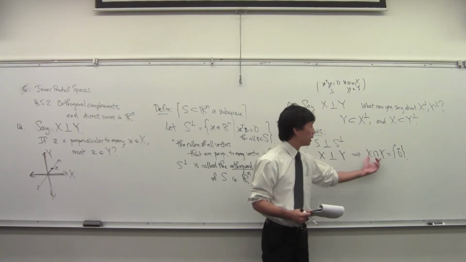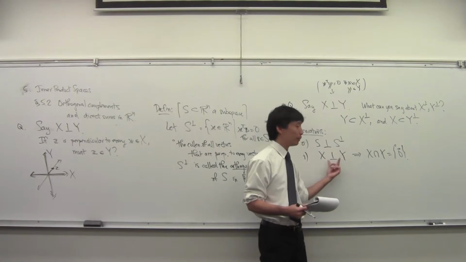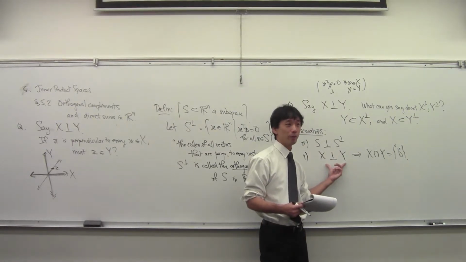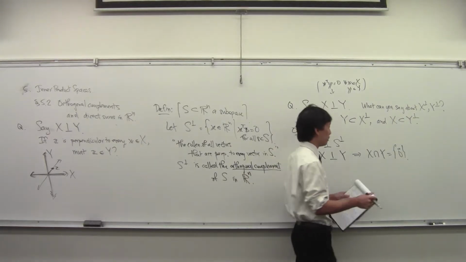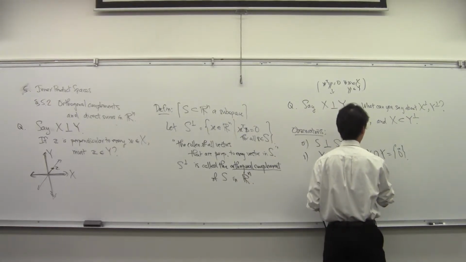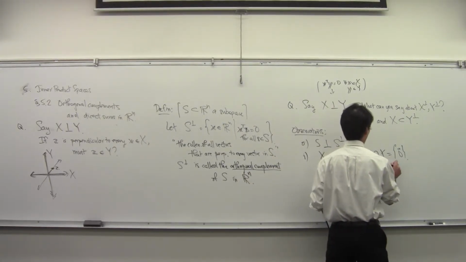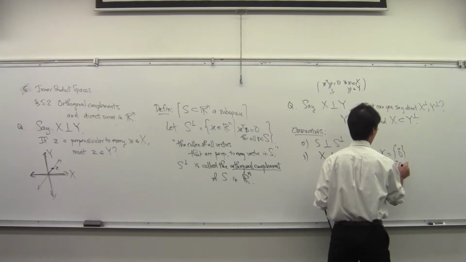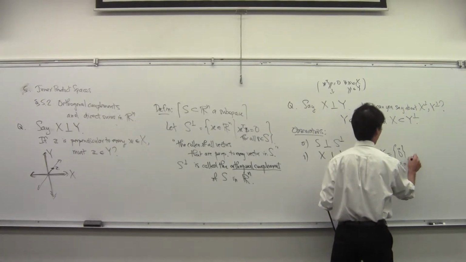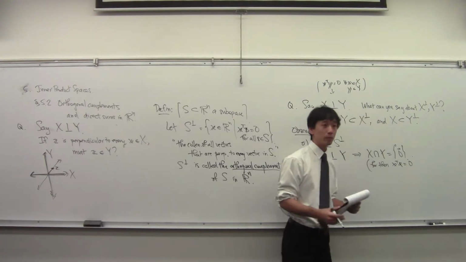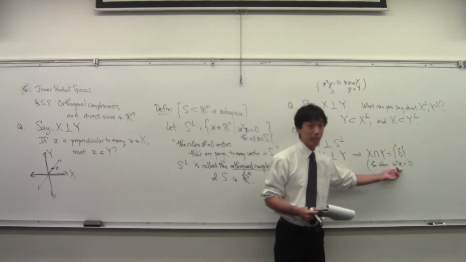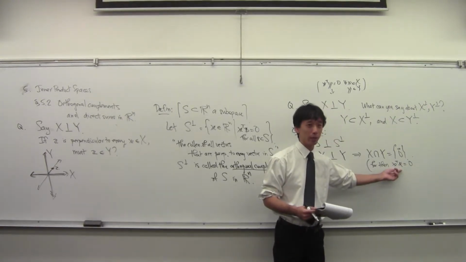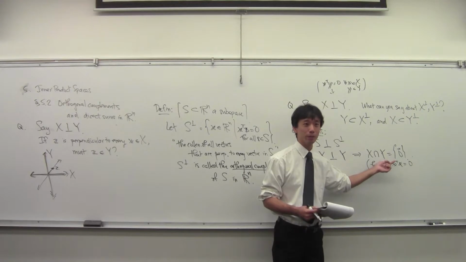Right? Because if you're in the intersection, that means that you're perpendicular to yourself. In other words, your dot product against yourself is 0, right? Which would mean that your magnitude squared, right? The dot product against yourself is your magnitude squared. Your magnitude squared would be 0. In other words, your magnitude is 0. In other words, you are 0.